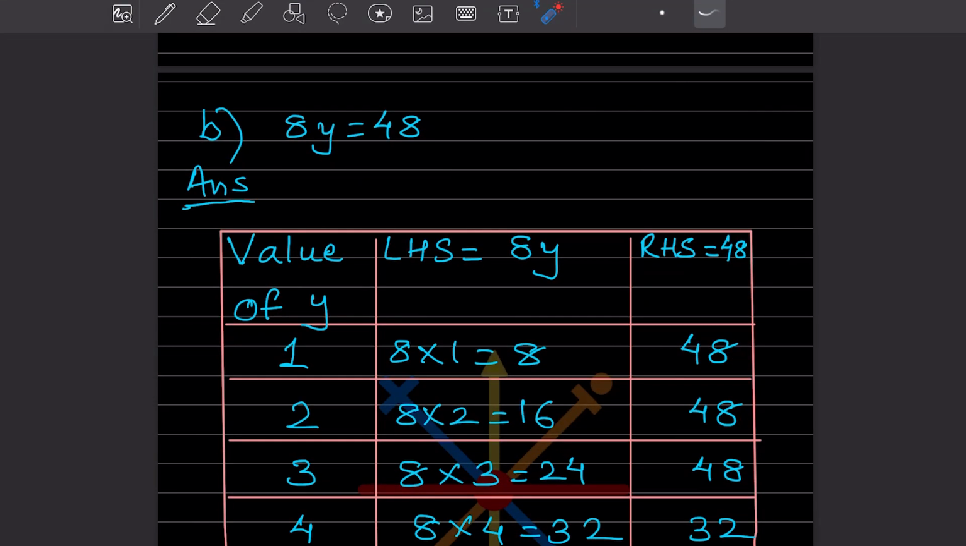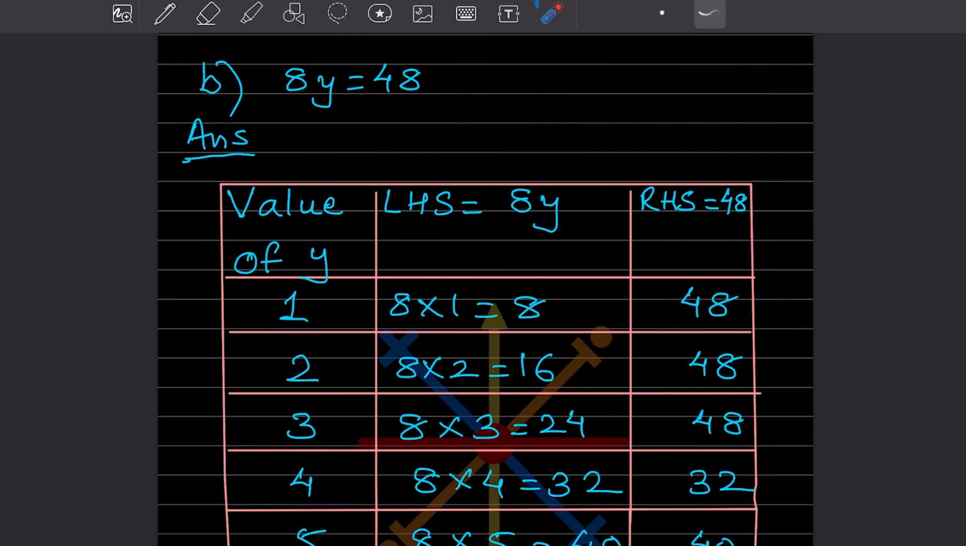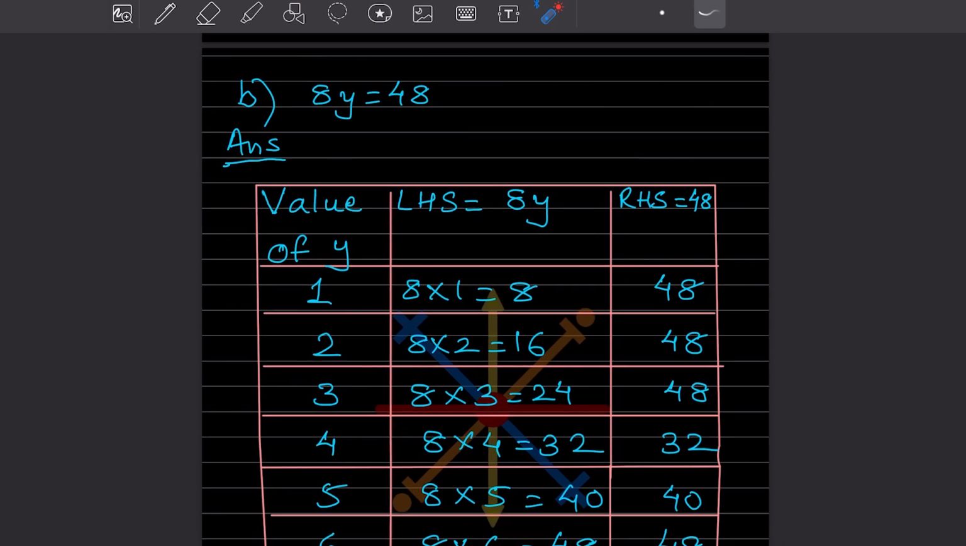Now let us go with a similar one, where only the equation has been changed. Similar type. Now look here: 8y is 48. So here it is y, the value of y, where earlier there was x. This is the LHS and this is your RHS. LHS is 8y, RHS is 48. Again we will use the trial and error method.